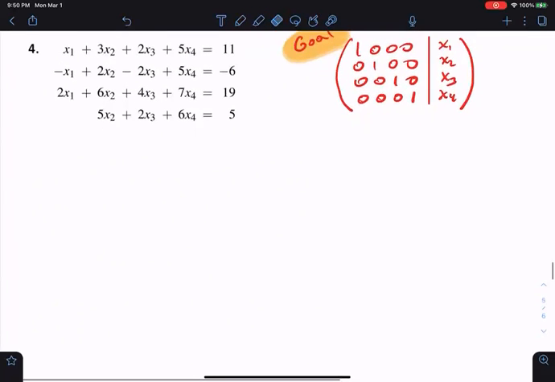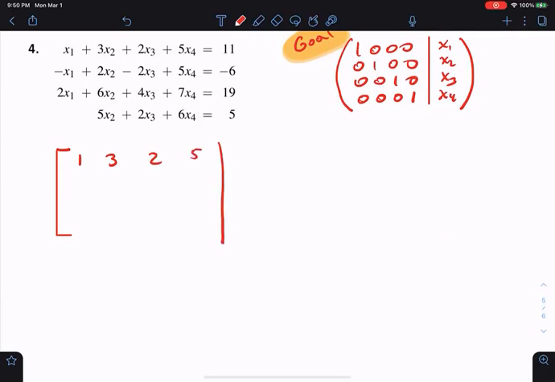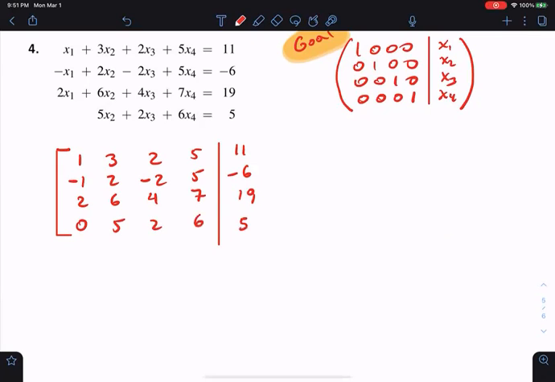So we have to write this as an augmented matrix. So let me put that here. And we have 1, 3, 2, 5, 11, -1, 2, -2, 5, -6, then 2, 6, 4, 7, 19, 0, 5, 2, 6, 5, and I need to write it this way.